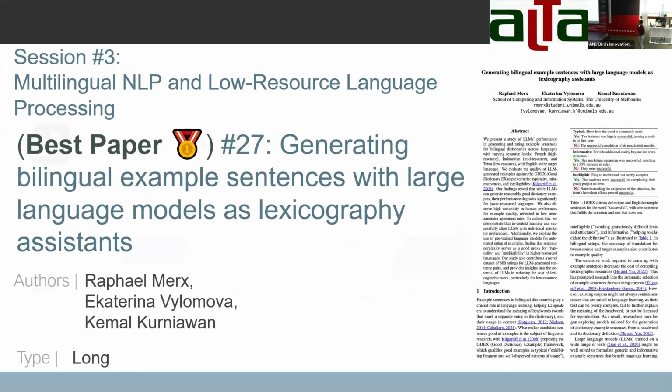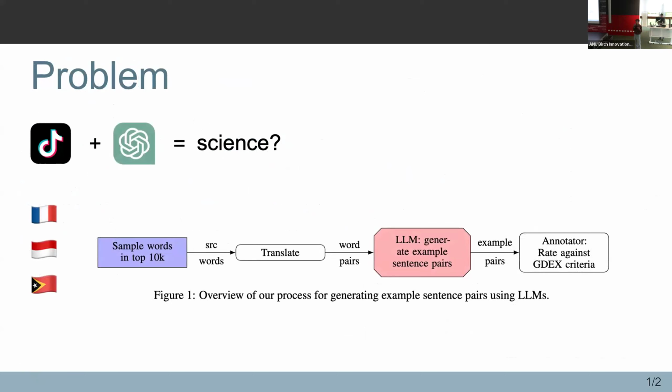Hi, everyone. So when you learn a new language, you often find words you don't know, and then getting example sentences for these words is very useful to understand how to use them in context. So I like to find new words on TikTok, and I like to use ChatGPT to generate sentences, and I'm trying to get a paper out of this.